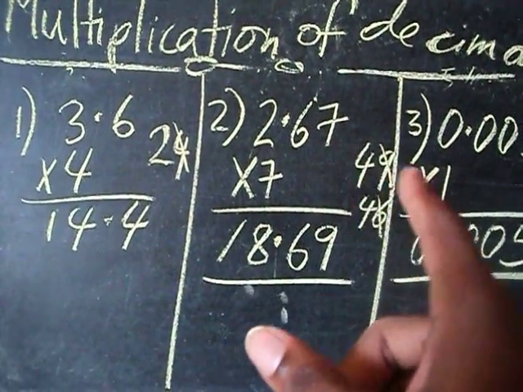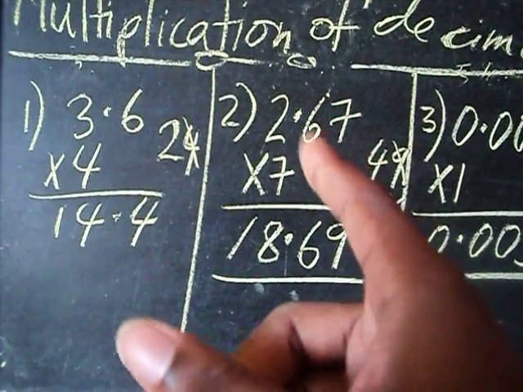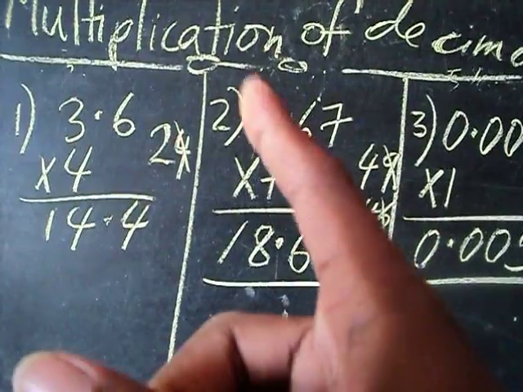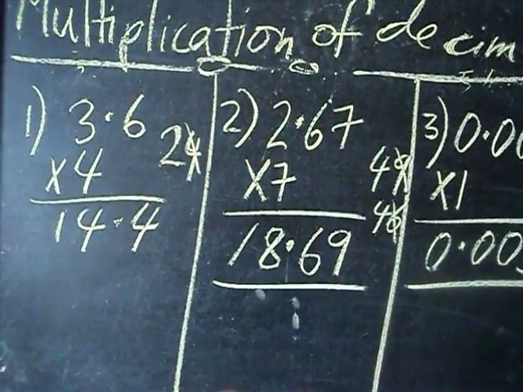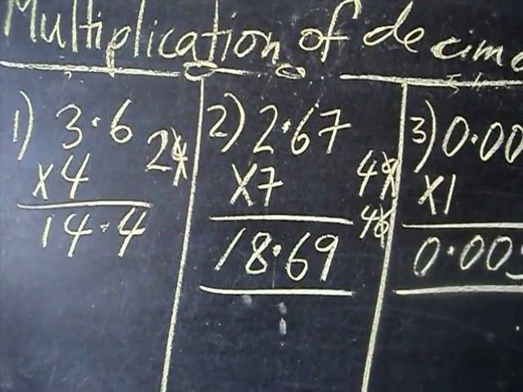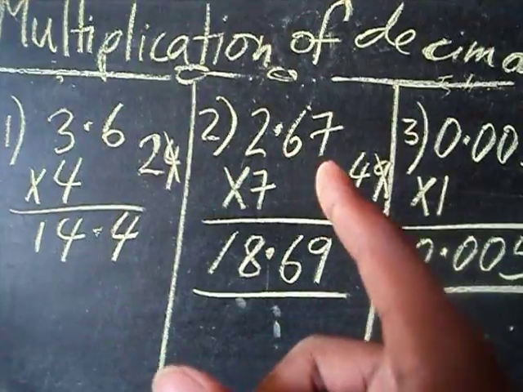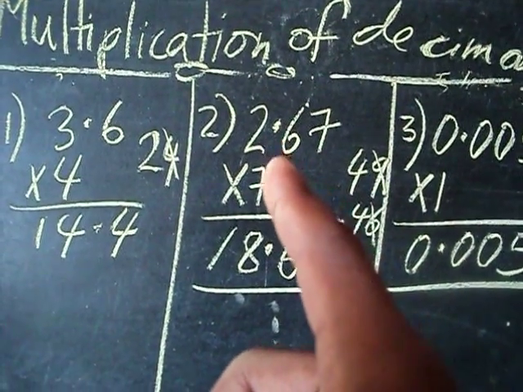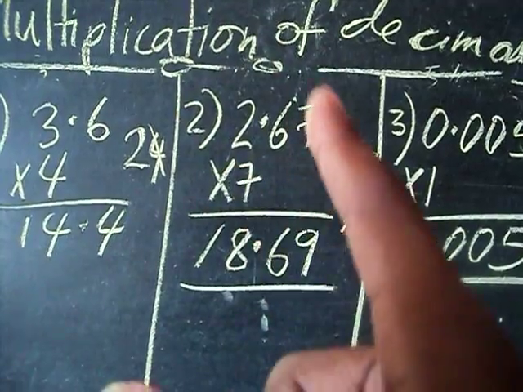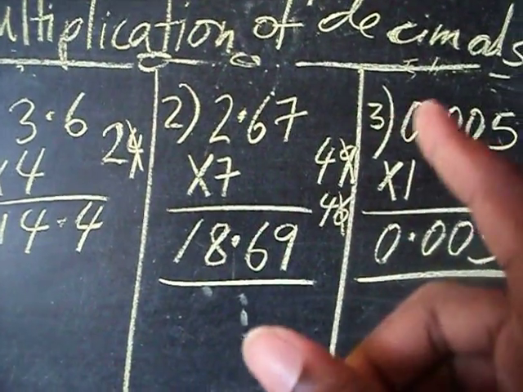7 times 7 is 49. Take your 9. Take your 4. 7 times 6 is, of course, 42 plus 4, 46, and so on. 7 times 2, 14 plus, and so on. So as you can see here, everything works out, and the number of decimal places that you have whilst multiplying is the number of decimal places you're going to have for your answer.